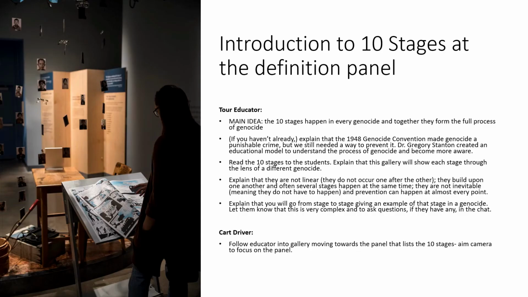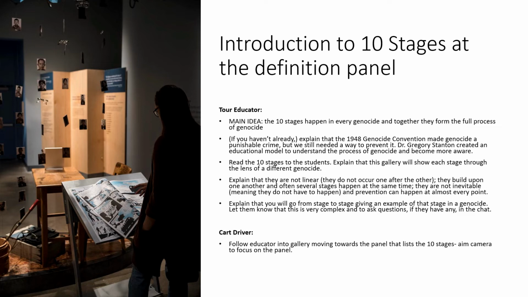Next, let's look at how to introduce the 10 stages of genocide. Again, like I mentioned, it's important that we know the main idea of every stop we're at and can summarize that in one sentence, right? So the main idea at the panel, which will be right around here, is that the 10 stages of genocide happen in every genocide, and together they form the full process of genocide.